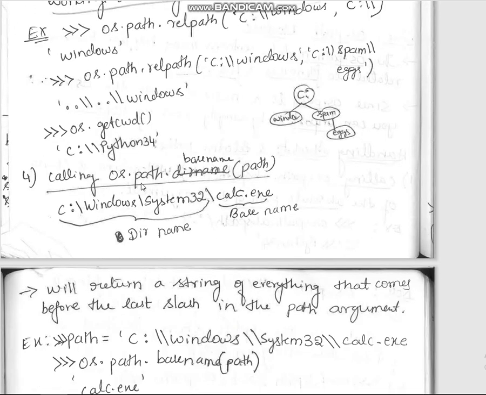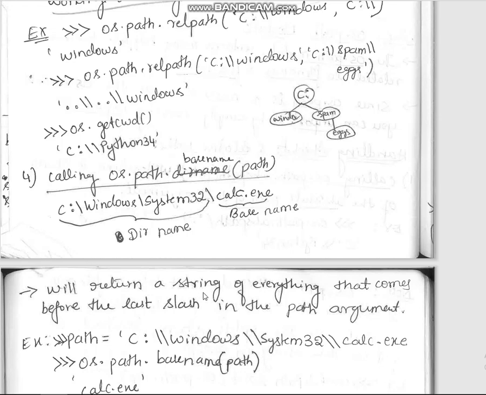Now calling os.path.basename of path. So coming to the base name of a path, given any path, we can divide that path into two. One is the base name and the other is the directory name. The last file that is attached to the path, inside the folder, is called the base name. And the rest, the entire part from C: to this system32, we call the directory name.